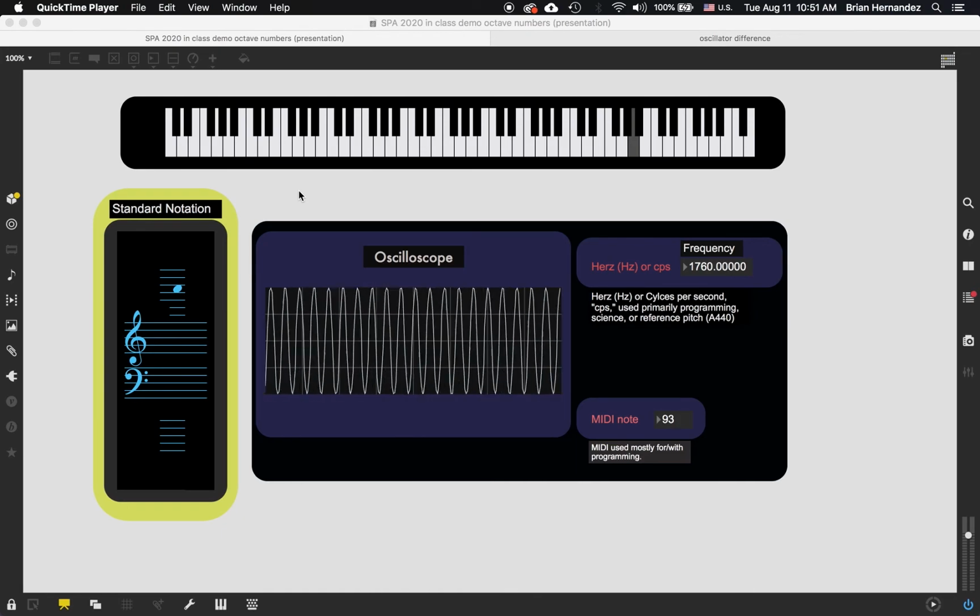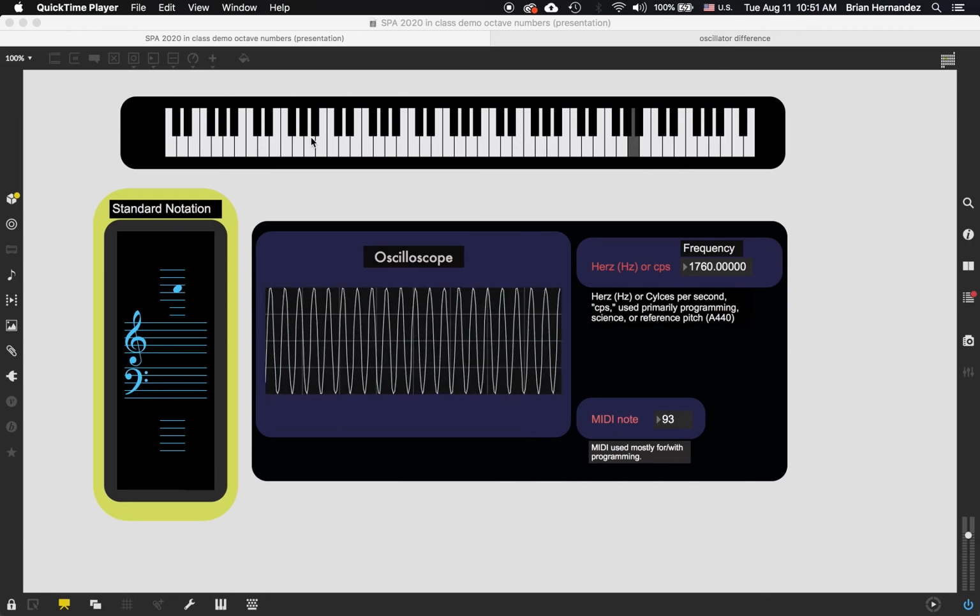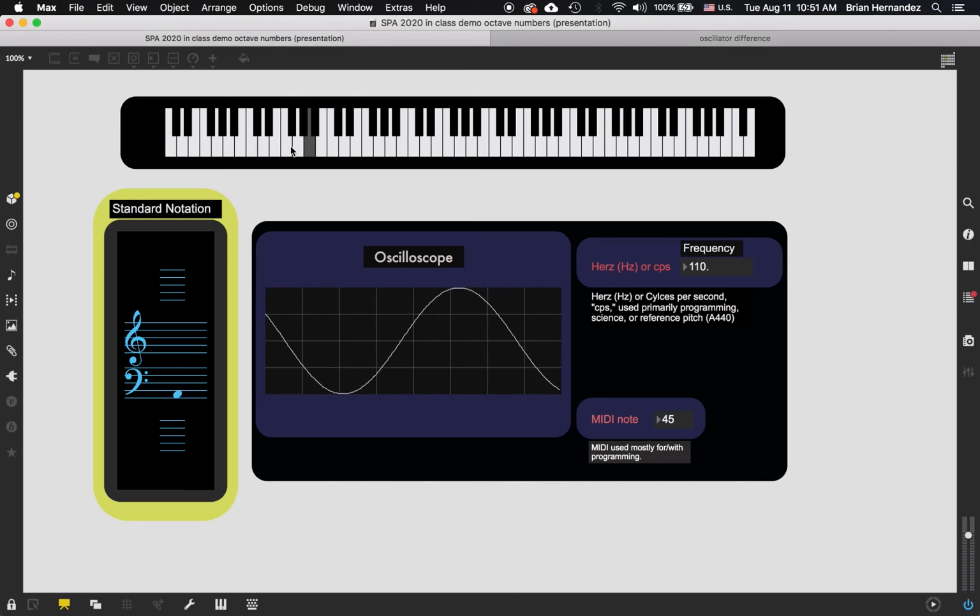The second thing I'd like to cover are parts of this patch. This is a full-size 88 keyboard. When I depress a key, it will change to gray to let you know what key is being depressed. The same for the black keys.